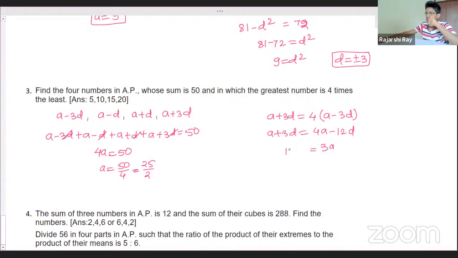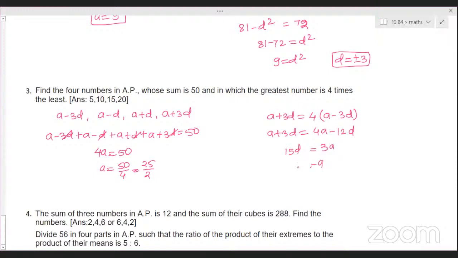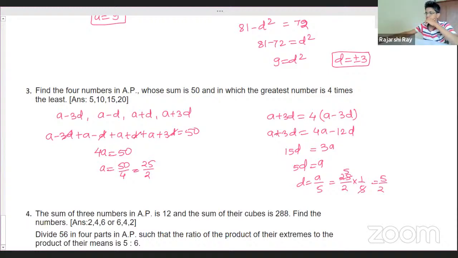Now we have to substitute. 15d is equal to 3a, so a is equal to 5d. D is equal to a by 5. A is 25 by 2 into 1 by 5. D is 5 by 2. Right? Yes, ma'am. Then find the answers, the 4 terms a minus 3d, a minus d, a plus d and a plus 3d. And here there is only one case because d has only one value.